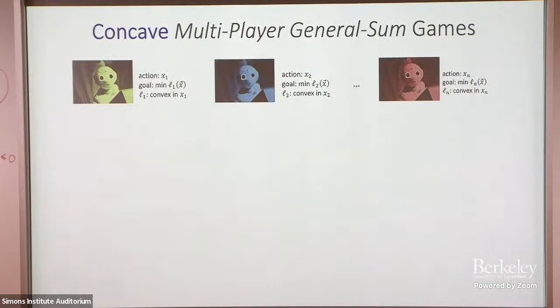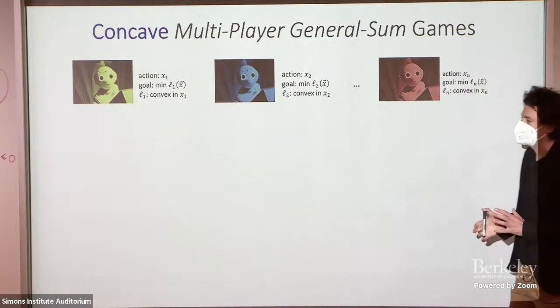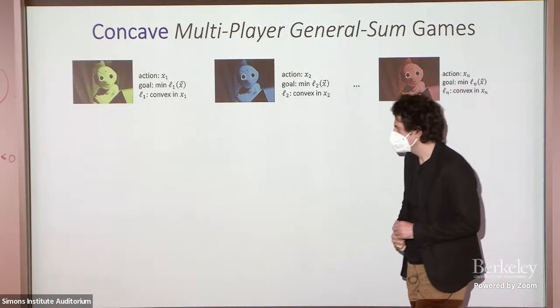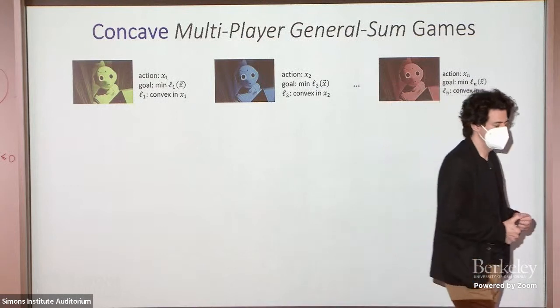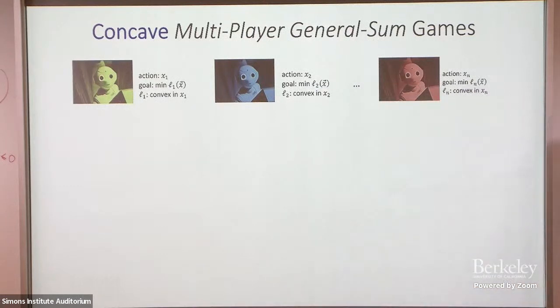Let me move on to multiplayer games for the last 10 minutes of this presentation. Again, I'm still thinking about nice games. So utility functions are all concave in one's own utilities. Loss functions are convex in one's own actions. And okay, so what do we know about this game?